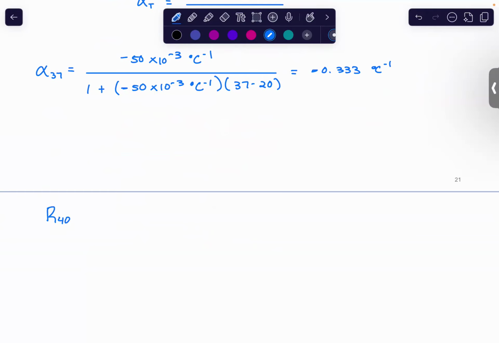So what's the resistance at 40 degrees? Well, it's going to be the resistance at 37 degrees. Remember the resistance at 37 degrees, they just called R. And we have one plus alpha at 37 degrees, and we know our temperature difference is 40 minus 37.